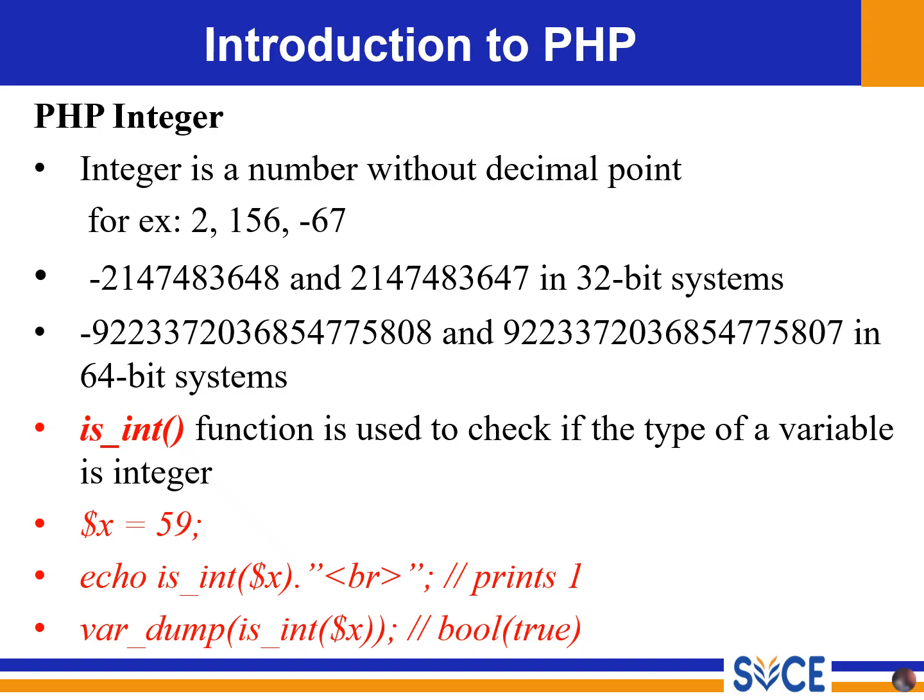The var_dump function is designed for debugging and provides detailed information about a variable or expression, including its data type and value. When var_dump encounters a boolean true, it explicitly displays its type and value. Therefore, var_dump of is_int of $x will output bool(true).